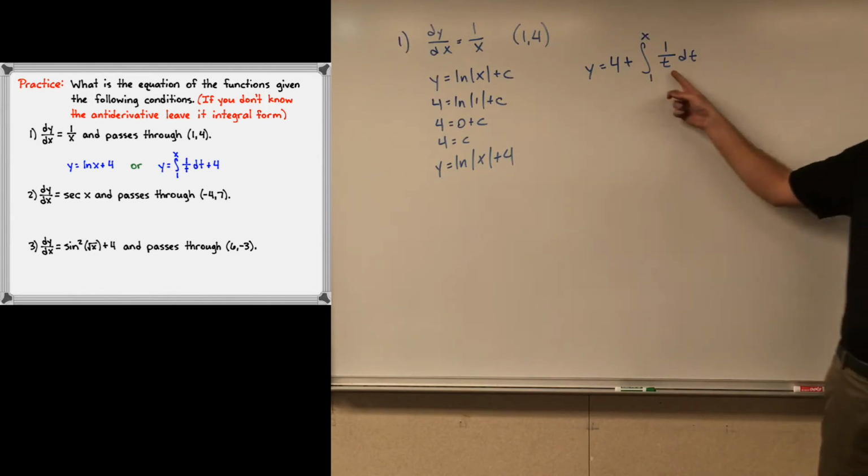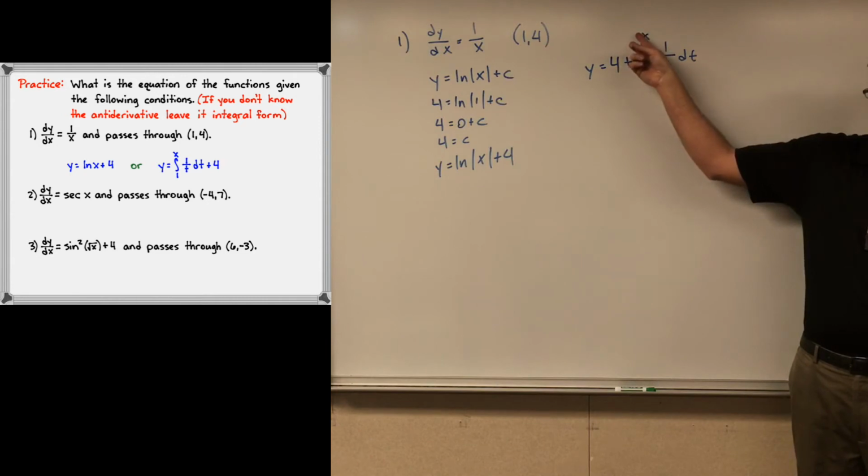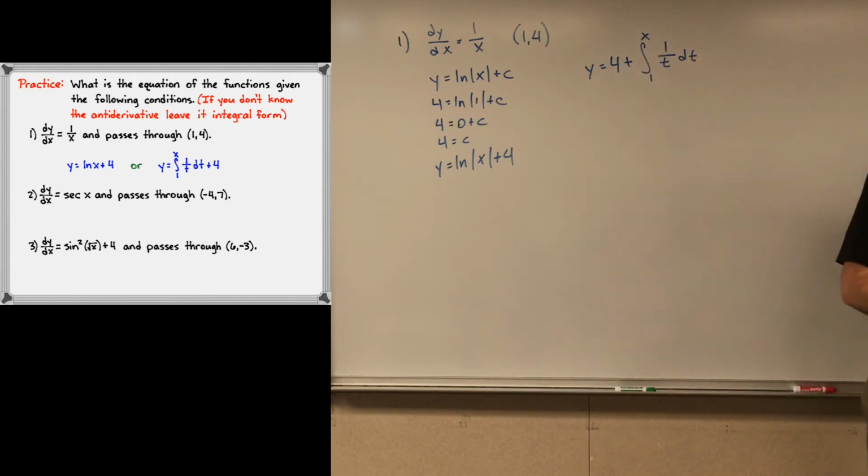Now, why is this not x? Because that's the variable, right? And this is just taking its place for right now until we deal with it later. Okay. What did you guys get for the second one?